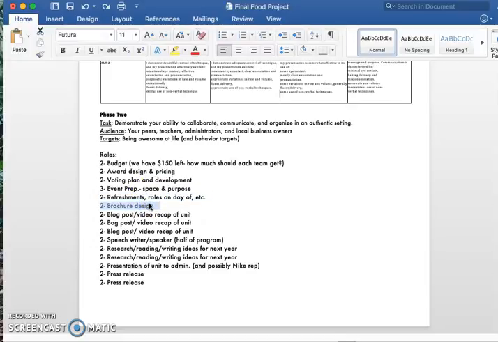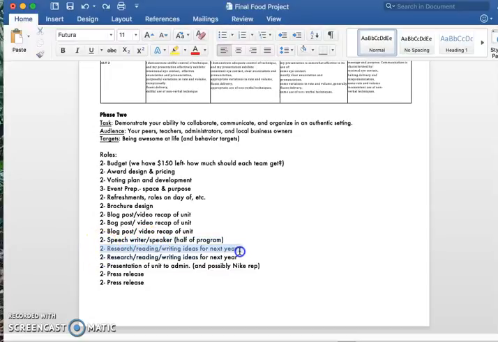Brochure design, we're going to have like a program, so someone's going to design that and write in that. Blog posts or video recaps of the unit, so just quick montages of what we learned and our writing and some pictures, or posting up to the blog some reflections on the unit. We need someone to be an MC, and this person will be an MC with someone from period 1, and we'll kind of divvy up the program, and someone will help write and someone will actually speak.